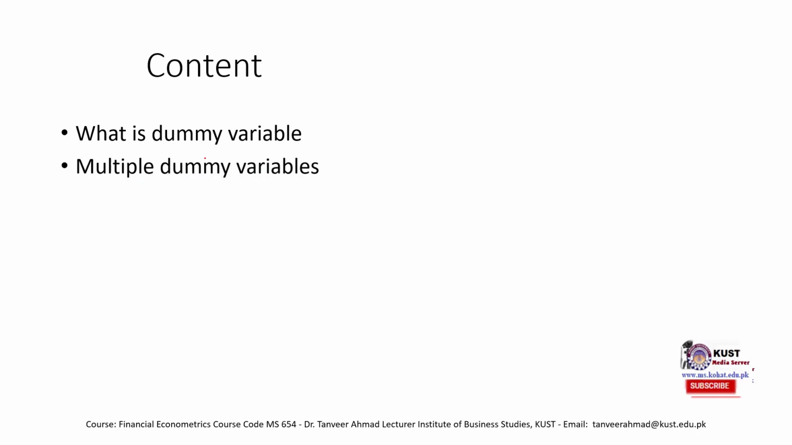Then we are going to understand how to interpret the beta coefficient of the dummy variable. How do we interpret multiple dummy variables? And then what if we have a categorical and a continuous variable at the same time in our model? How would the interpretation look?